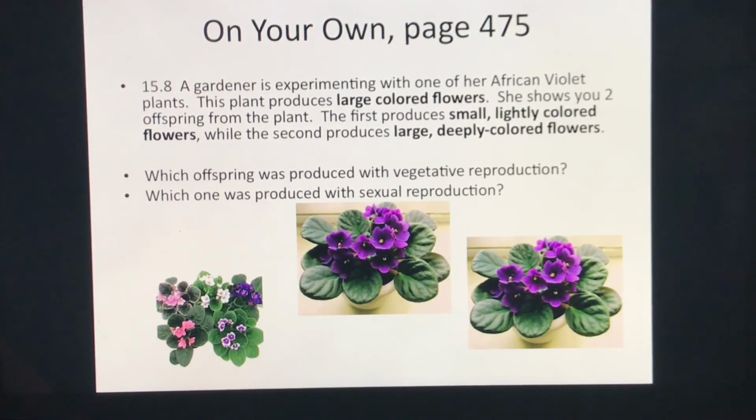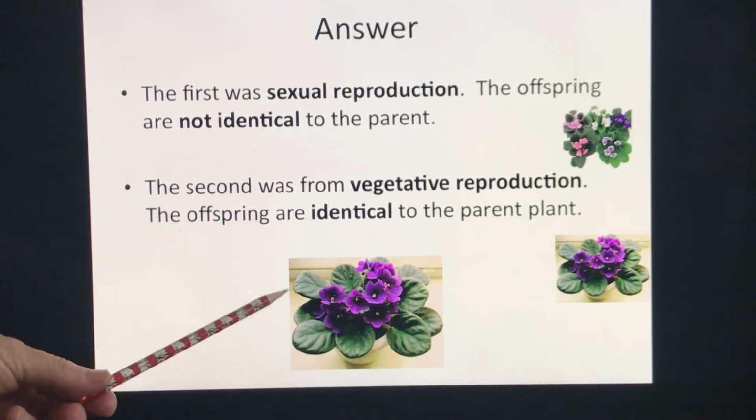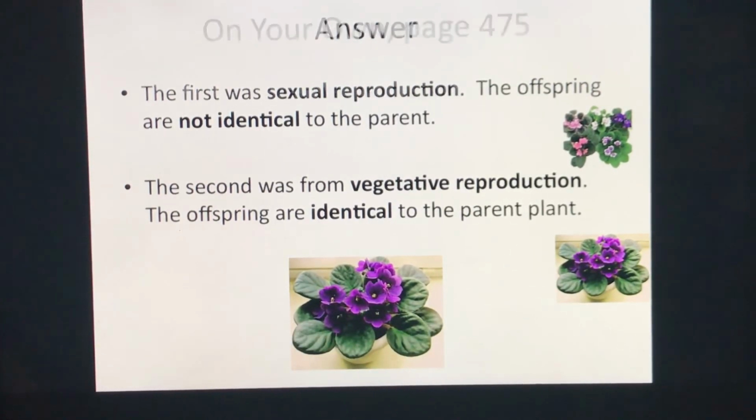So the answer here lies in whether or not the offspring is identical or not. The first one was sexual reproduction because the offspring here was not identical. So in this case, you have another plant contributing genetic material and you have more diversity in the offspring. The second was produced by vegetative reproduction because the offspring is identical to the parent plant.